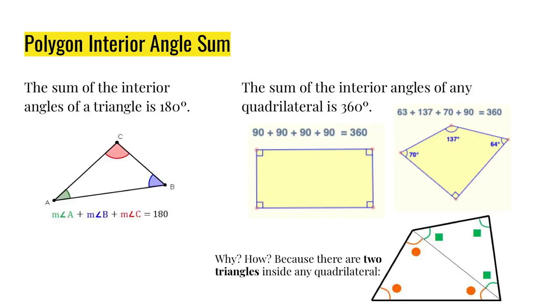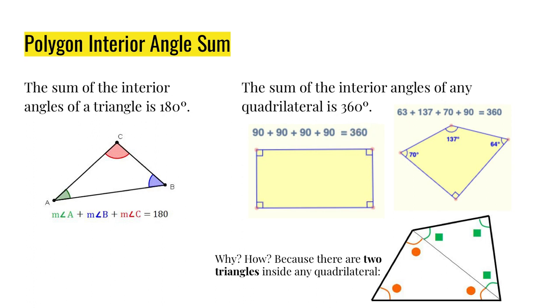Moving on to angles. The sum of the interior angles of a triangle is 180 degrees. We know this. The green plus the red plus the blue all adds up to 180. We've used this before. Most of you are familiar with the angles of a quadrilateral adding up to 360.